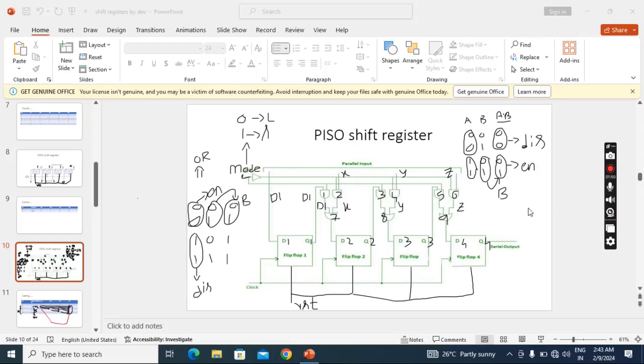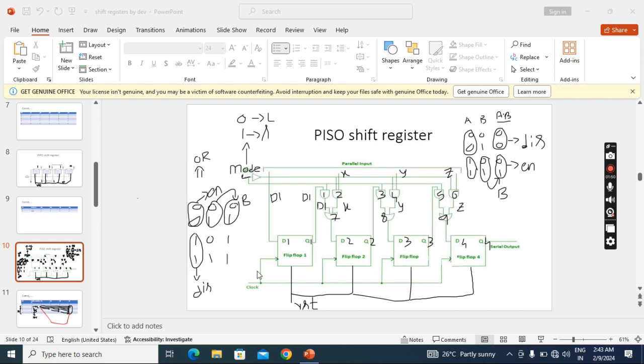In this lecture, we'll discuss the parallel in serial out shift register. Here we are giving data, this one, this one, this one, this one, at a time, parallelly, as input data. And at this flip-flop we are taking the output bit by bit, serially. So, parallel in serial out shift register.